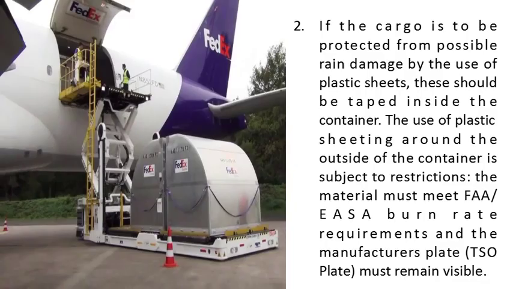If the cargo is to be protected from possible rain damage by the use of plastic sheets, these should be taped inside the container. The use of plastic sheeting around the outside of the container is subject to restrictions. The material must meet FAA/EASA burn rate requirements, and the manufacturer's plate, TSO plate, must remain visible.